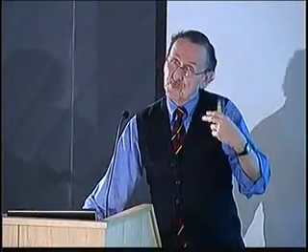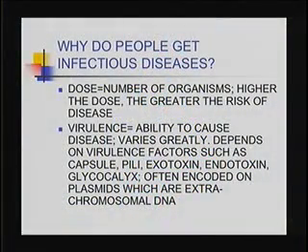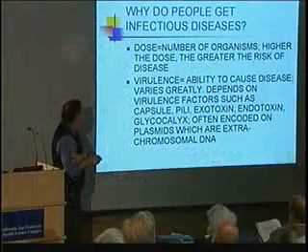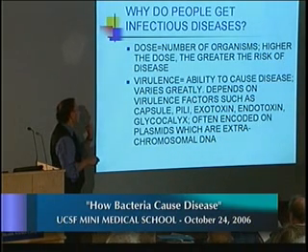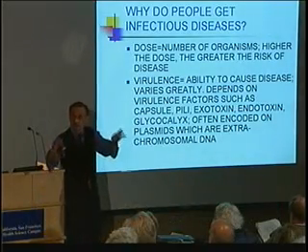So let's talk, since the focus of this talk is on the organism, and let's just say a word about dose and virulence factors. So the dose, obviously, is the number of organisms. And again, a truism, the higher the dose, the greater the risk of disease. Nothing much new there. But what is new and interesting is virulence, because this is now the ability to cause disease, which varies greatly from organism to organism and within a particular organism. And that's going to be a recurrent theme, and I'll emphasize it as we go along. And it depends on the individual organism's ability to produce these various virulence factors, such as the capsule, pili, exotoxin, endotoxin, glycocalyx. These are technical terms. I'm going to define them and show them to you.